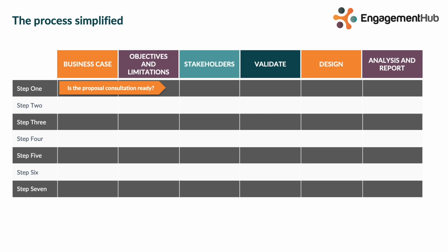Next, it's important to consider your objectives and your limitations. So, what elements are open for discussion or refinement? How much influence can your stakeholders have in this process? What are the key feedback metrics to be collected? Can you even start to articulate the likely feedback themes?